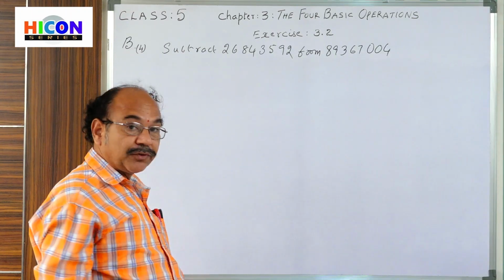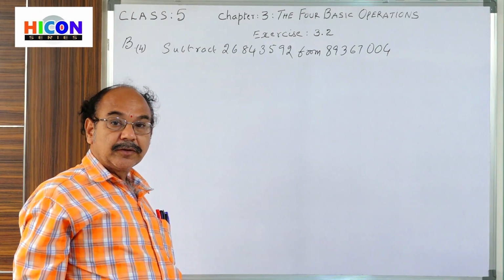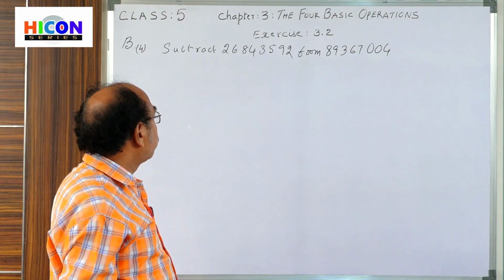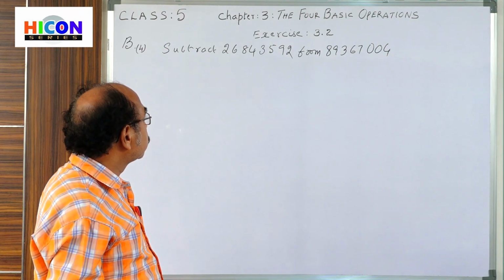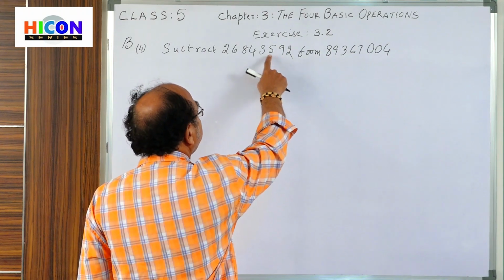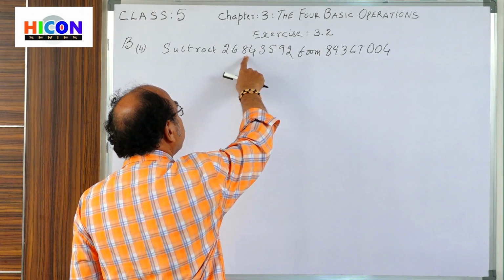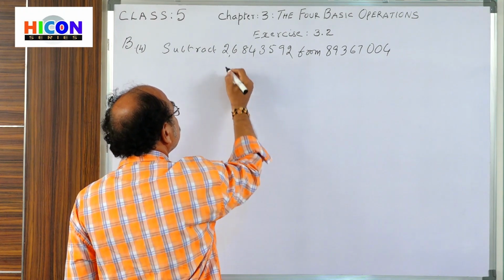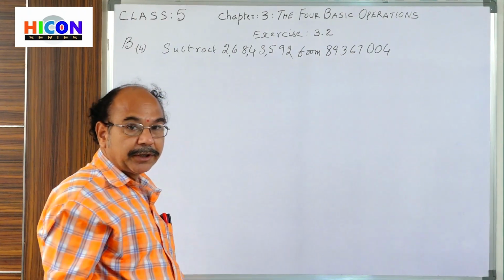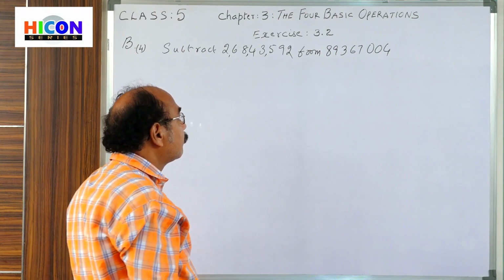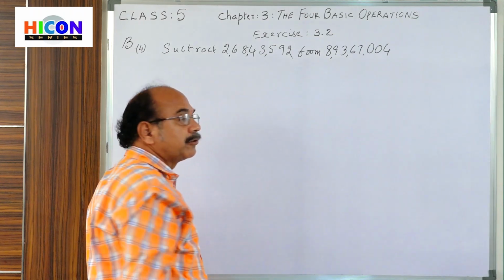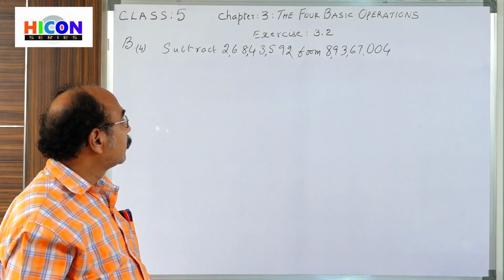Okay children? Right. Now just for practice, let us study one more subtraction problem on the large numbers. Subtract 26 2 crores 8 units, tens, hundreds, thousands, 10,000s, lakhs, 10 lakhs, crores. So 2 crores 68 lakhs 43,590, from 8 crores 93 lakhs 67,004. Okay. Subtract.